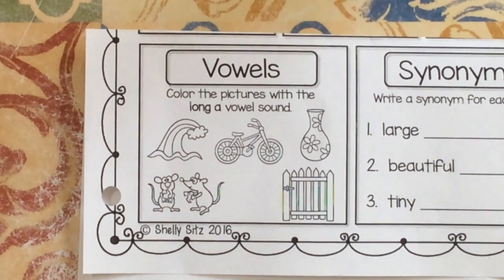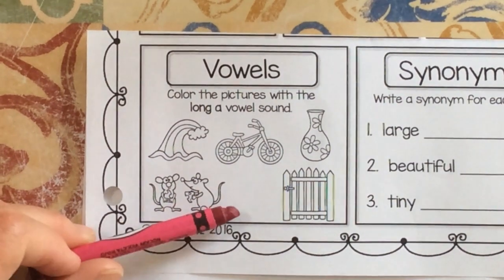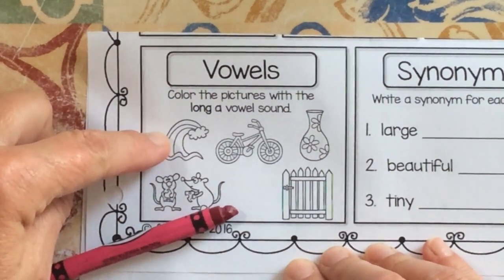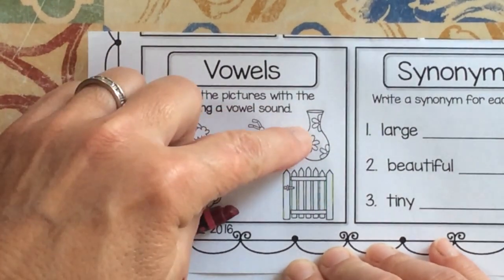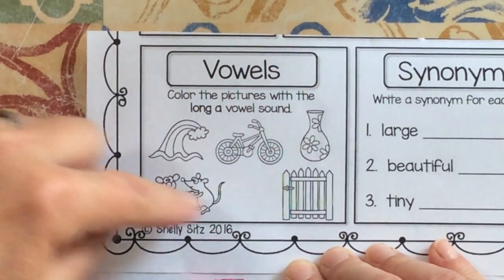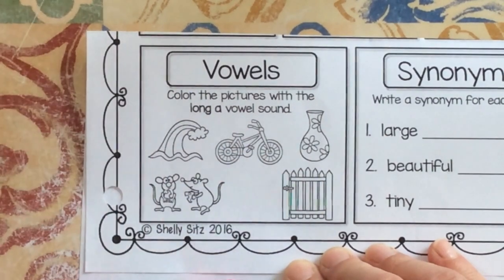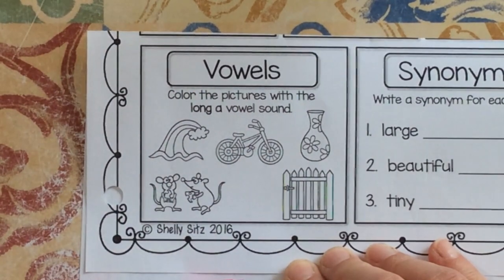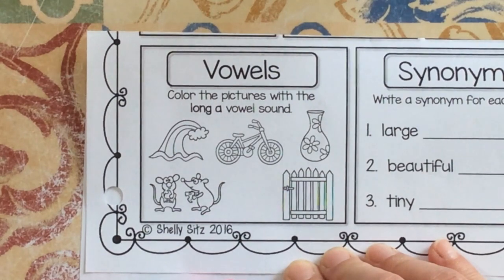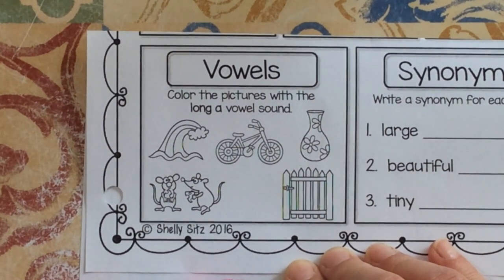Okay, so now we have vowels. It says color the pictures with the long A vowel sound. I'm going to color my pictures with red violet. So we have wave, bike, vase, mice, and gate. I'm going to put on the music, and I want you to color the pictures with long A. I guess we don't have music. Here we go.